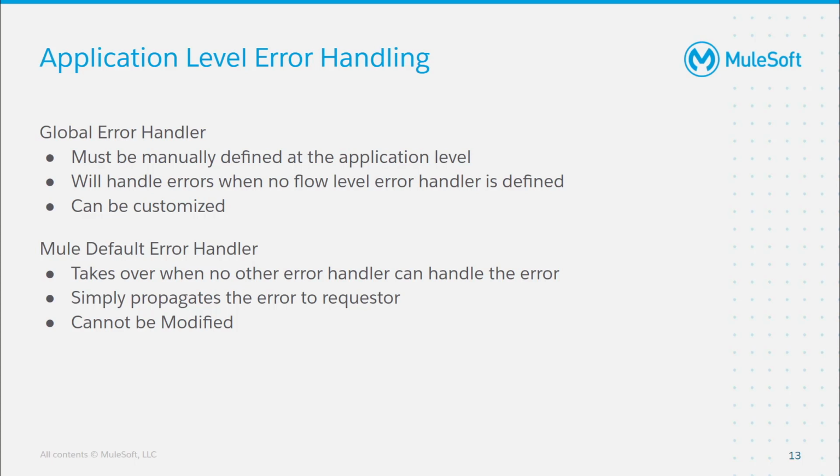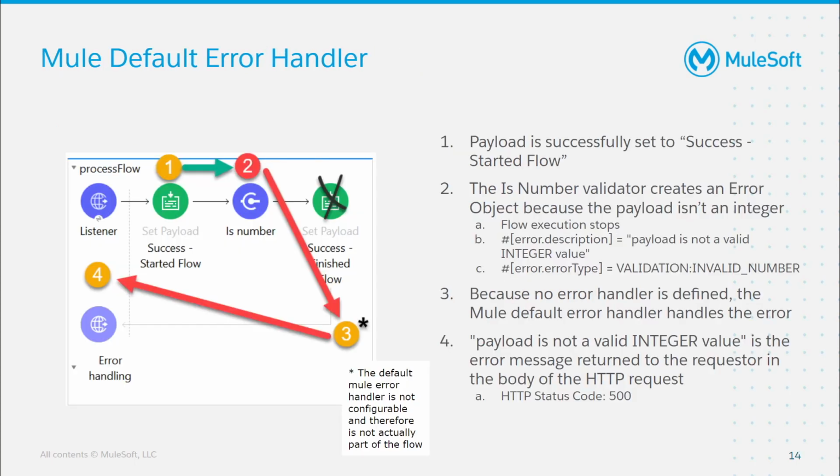The Mule default error handler is the last line of defense when it comes to error handlers. When no other error handler can handle an error, the Mule default error handler will take over the error handling and propagate the error up to the requester. Here's an example of the use of the Mule default error handler.